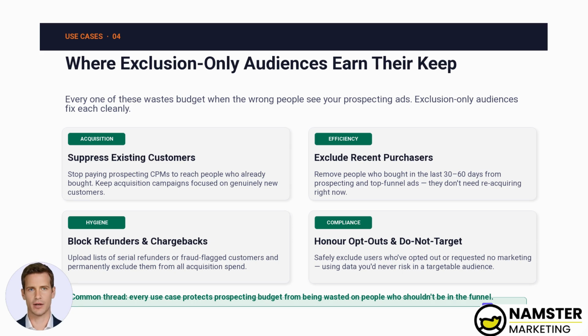The common thread here is protection. Every one of these use cases protects your prospecting budget from being wasted on people who shouldn't be in the funnel, ensuring financial efficiency and brand integrity.